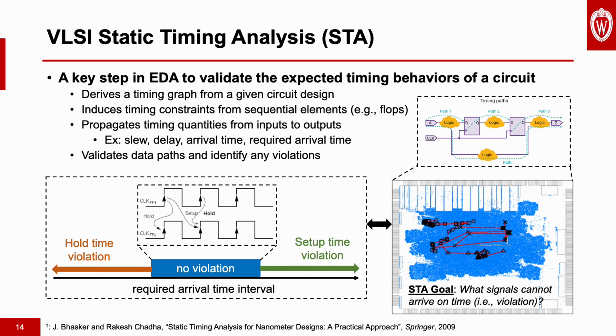A typical STA algorithm consists of the following steps. First, it derives a timing graph from the given circuit and induces timing constraint from sequential elements like a flip-flop. Then, it propagates timing quantities such as slew, delay, arrival time, and required arrival time from inputs of the circuit to the outputs of the circuit. When all quantities are evaluated, we validate data path and identify any violations. Most STA algorithms require us to propagate timing values from the input of the circuit to its output, and the computation is typically very irregular.